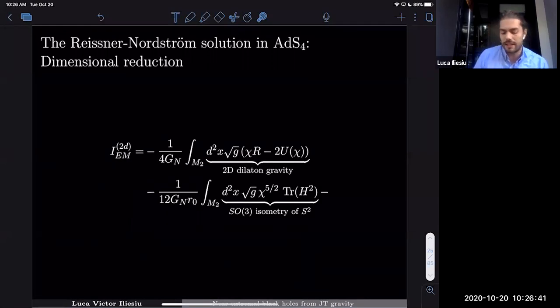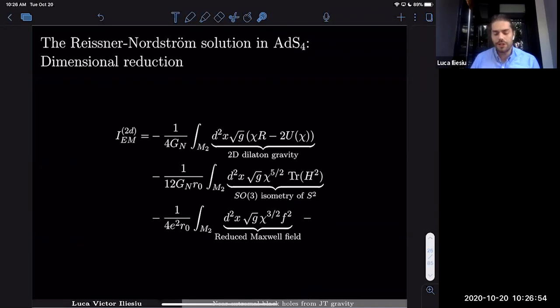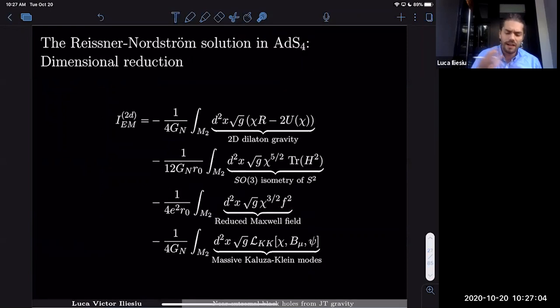The second term is a gauge field that captures the SO(3) isometry along the S2. So this is like an SU(2) Yang-Mills term in 2 dimensions. The third term is the reduction of your Maxwell field from 4 dimensions down to 2 dimensions, so it just gives you a 2-dimensional Maxwell term. And finally, there's a term that captures the contribution of all the other Kaluza-Klein modes that I didn't already capture. And it just so happens that in this case, all the other Kaluza-Klein modes are massive.